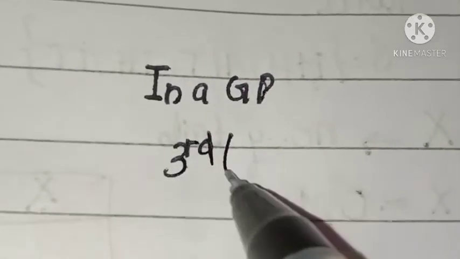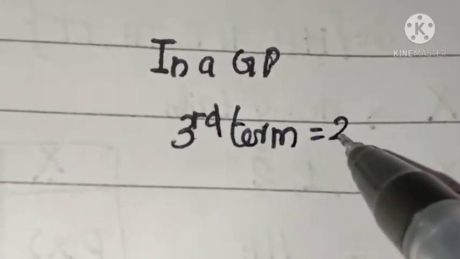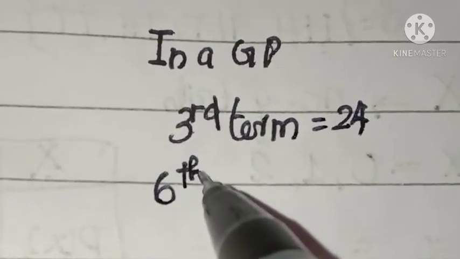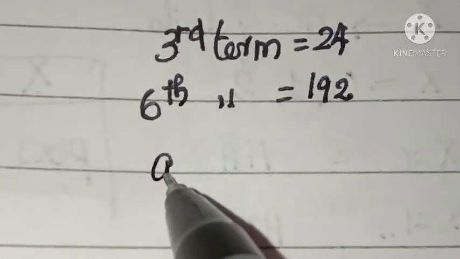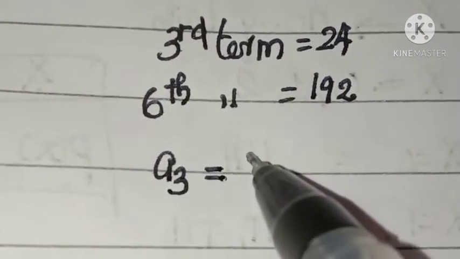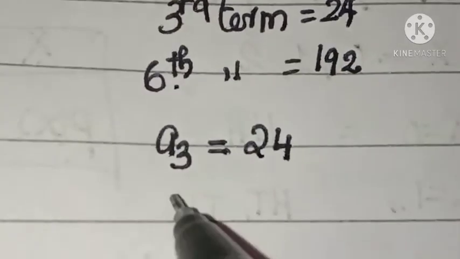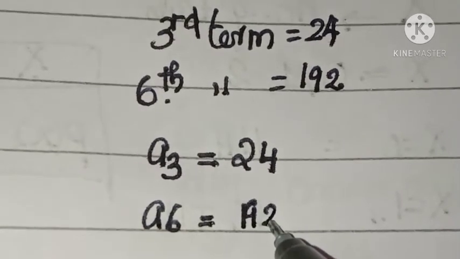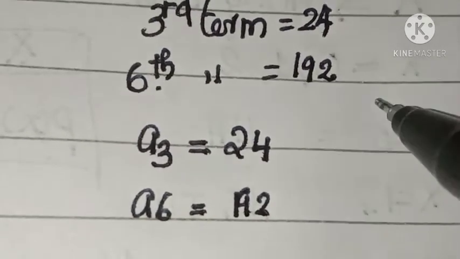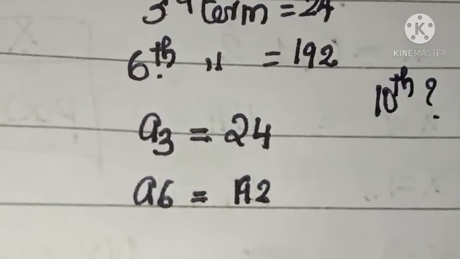Let's see this question. In a GP, the third term is given as 24, and the sixth term is 192. So the third term can be written as A3, which is 24. The sixth term can be written as A6, that is 192. Our question is, what is the 10th term? The 10th term we need to find.